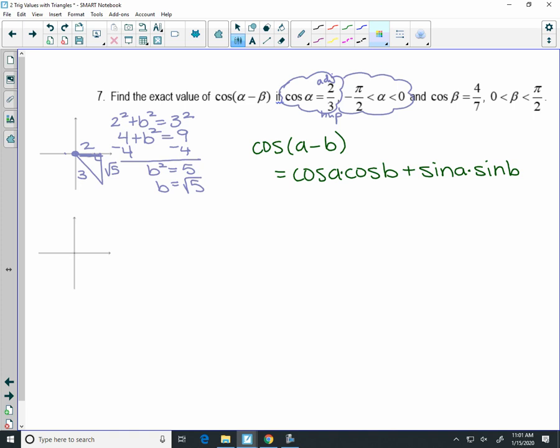Okay, so this is our A triangle. So all our values for A's come from here. So cosine of A was 2/3, and I saw some of you already go ahead and put that into your equation, which was great. Sine of A, sine is opposite over hypotenuse, so sine of A is radical 5/3.